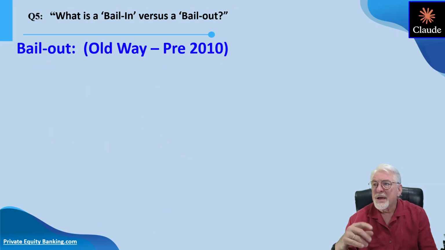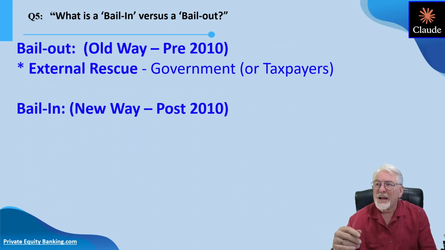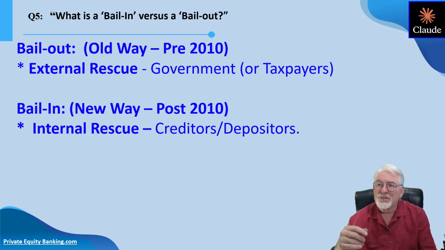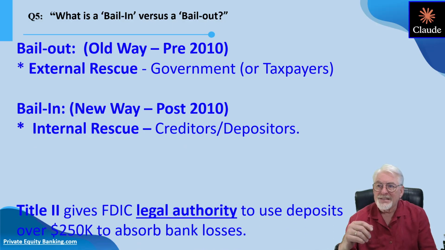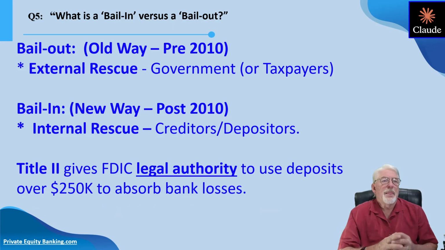Here's what Claude had to say. Bailout, the old way, was pre-2010. External rescue, government or taxpayers. Bail-in, the new way, post-2010. Internal rescue, creditors and depositors. Title II gives FDIC legal authority to use deposits over $250,000 to absorb bank losses.